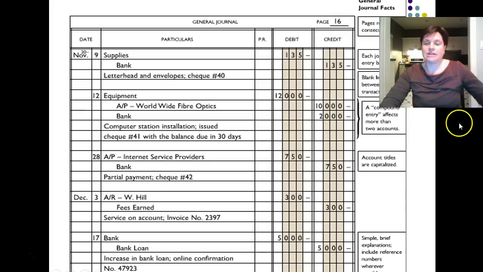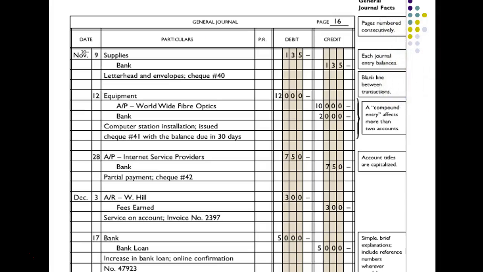So let's look at a ledger. I'm going to turn me off so that I'm not in the way here as we look at the ledger. Sorry, the journal. So this is a journal, okay? This is what a journal looks like. This is called journal paper, and this is called the general journal. So I have a couple of columns here.